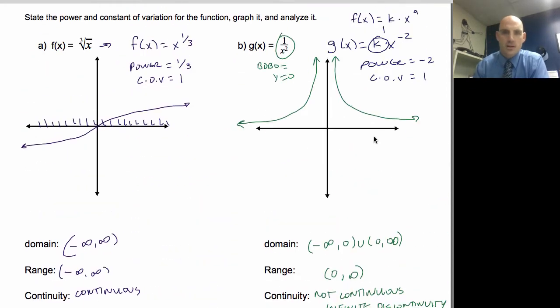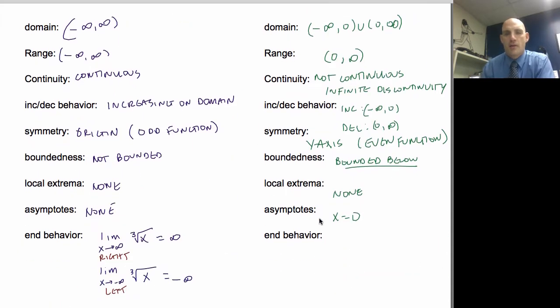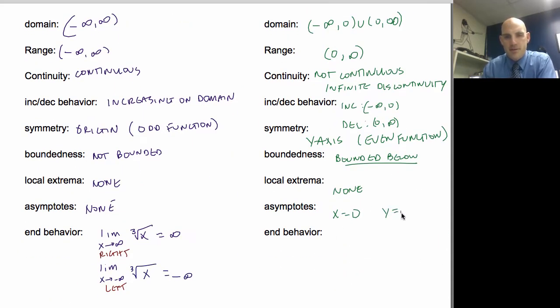Asymptotes, as discussed: x equals 0, right? Check it out. It's where the domain is not defined. So the domain is not defined at 0, so I've got to have an asymptote there. But also, I did my BOBO, BOTN, EBA breakdown, and y equals 0 has to be one, because I've got the bigger exponent on bottom.